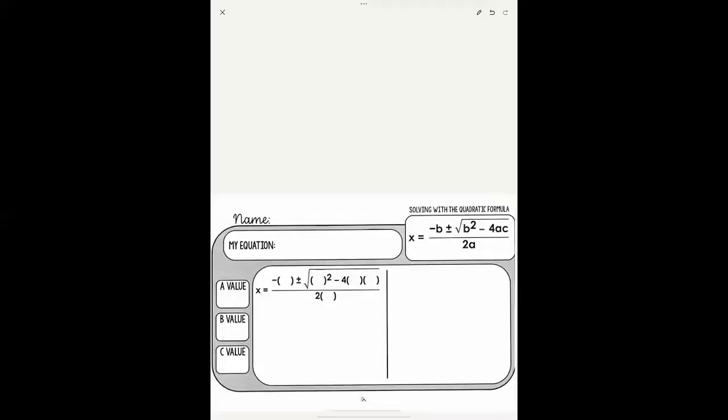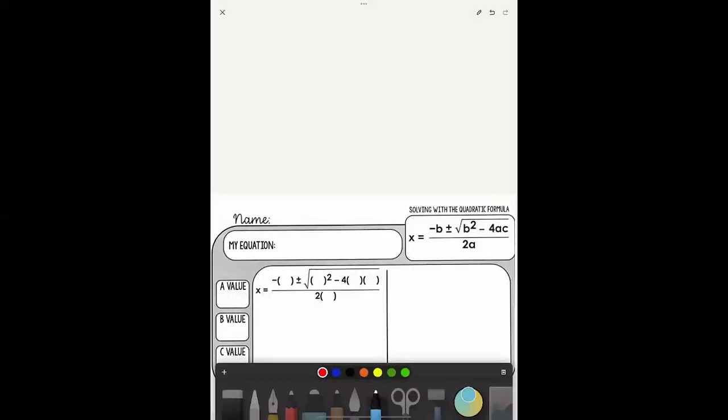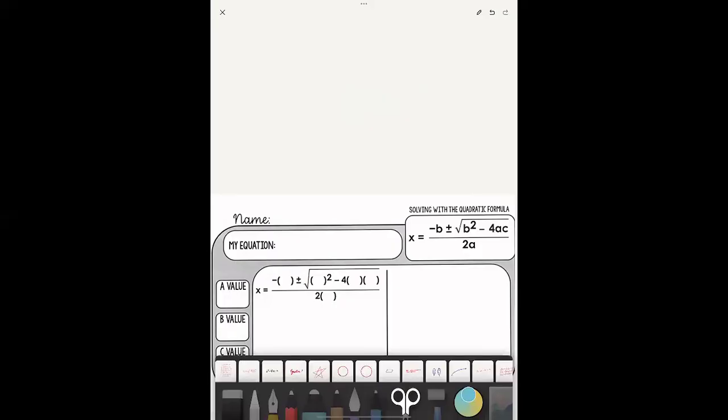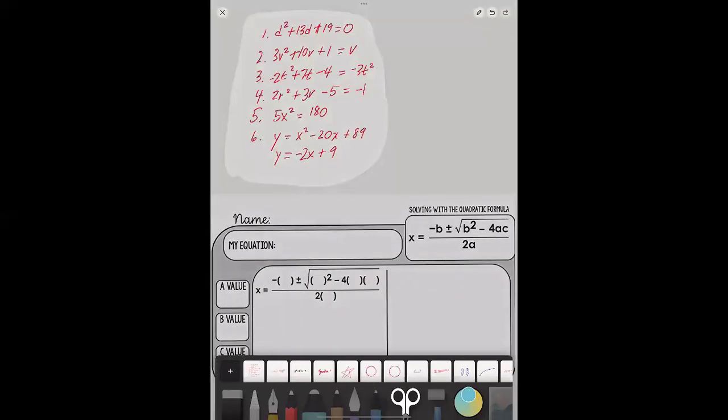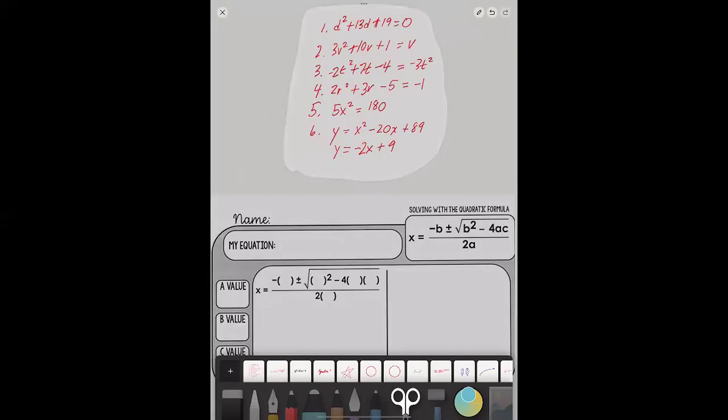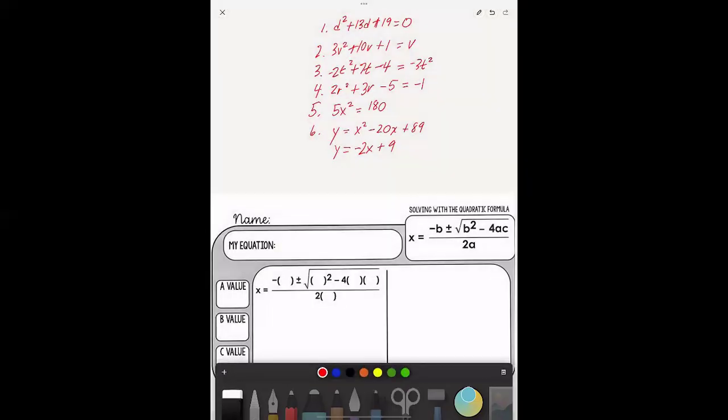All right, I have one more. The reason I want to do this one is that on the August Regents, they had one of these questions, and they wanted you to solve it algebraically. So let me show you exactly what I mean.